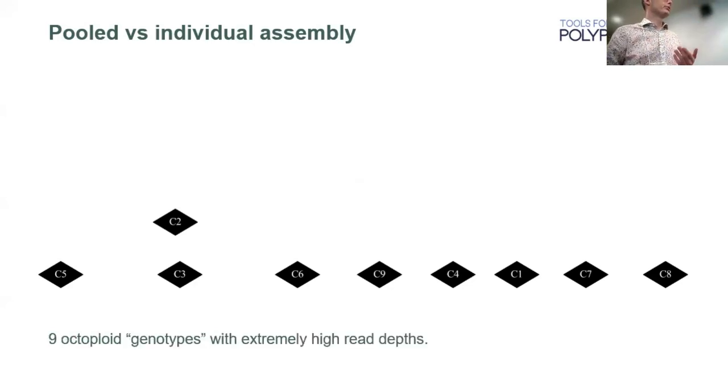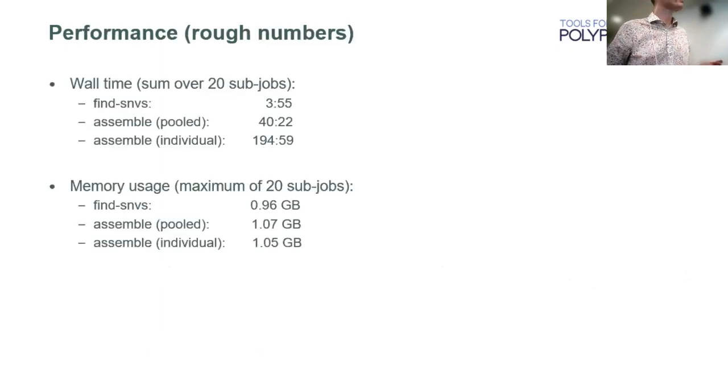So what we've done here is we've taken our 338 tetraploid genotypes and replaced them with 9 pseudo-octoploid genotypes. This is one of the advantages of this. So those octoploids have extremely high read depth, but it also means we have fewer genotypes to assemble, so we should get a speed up as well.